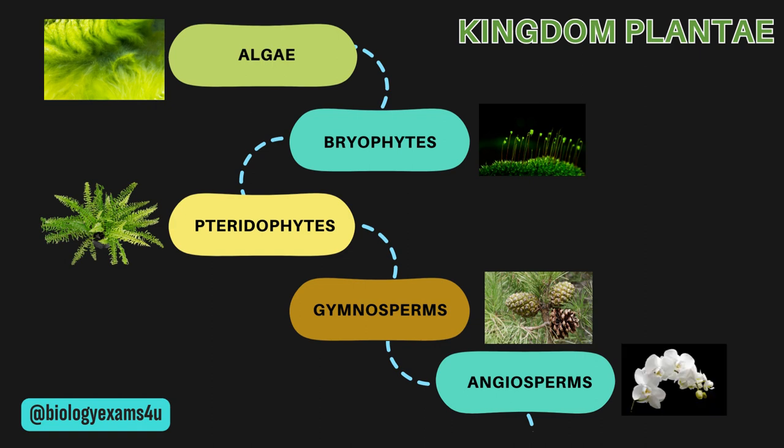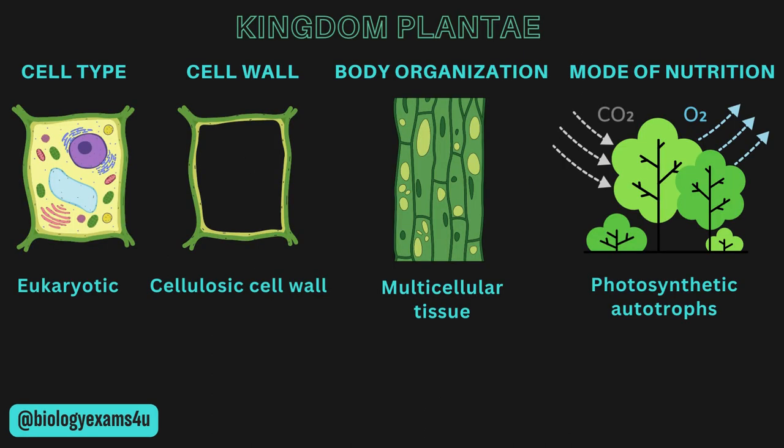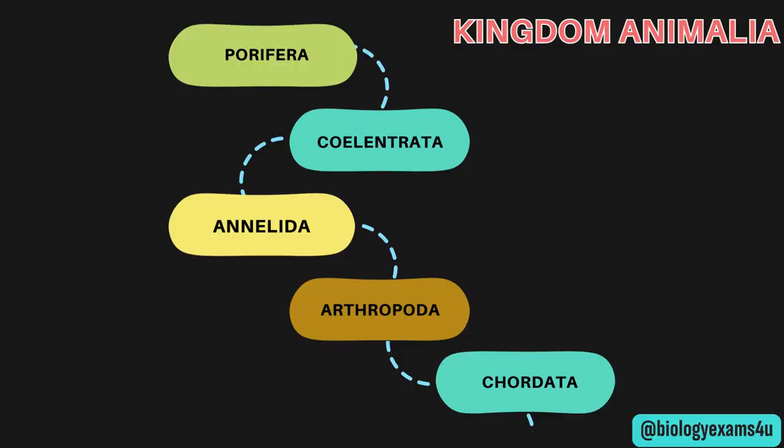Angiosperms are the most diverse and advanced group of plants. They are flowering plants which produce seeds and fruit. Members of Plantae are eukaryotic, multicellular organisms with cell wall made up of cellulose. They are photosynthetic autotrophs. The fifth kingdom Animalia includes multicellular heterotrophic organisms. Some of the phyla include phylum Porifera, Coelenterata, Annelida, Arthropoda and Chordata.